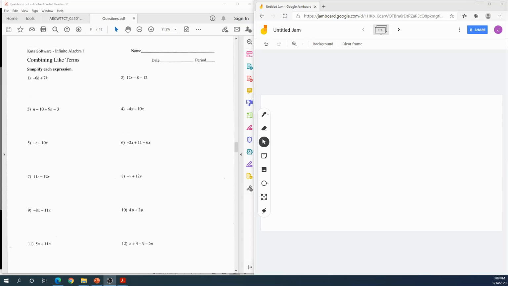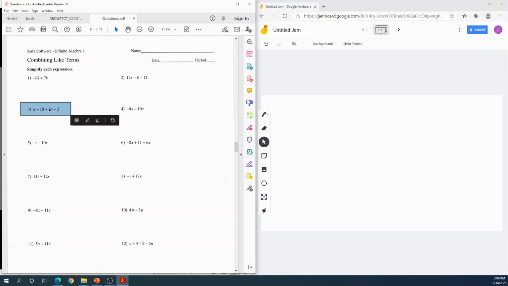Okay, the next concept we're going to cover is going to be simplifying each expression. So it's pretty straightforward. Let's go ahead and dive into problem number 1. Minus 6k plus 7k. Minus 6 plus 7 is going to be equal to 1k. Let's look at problem number 3. N minus 10 plus 9n minus 3.